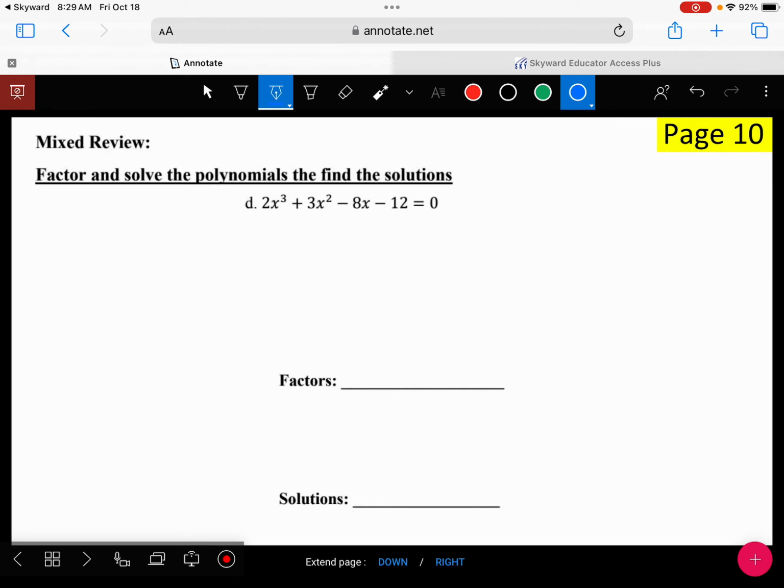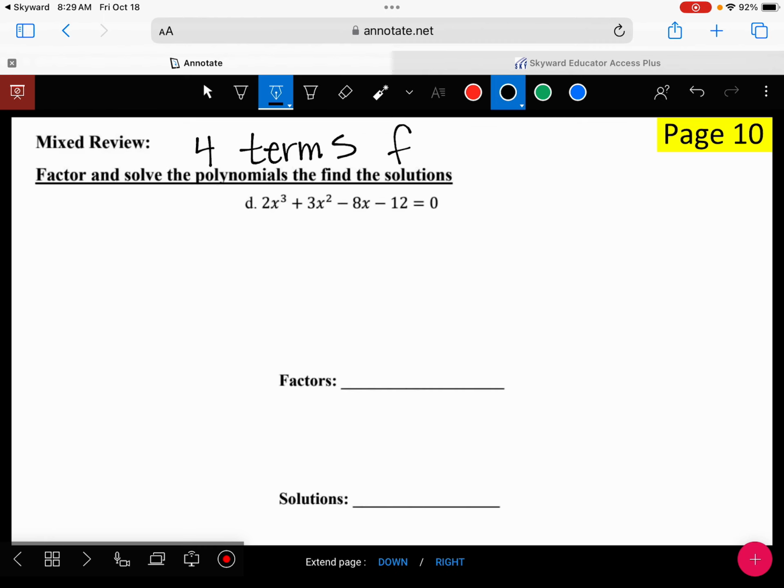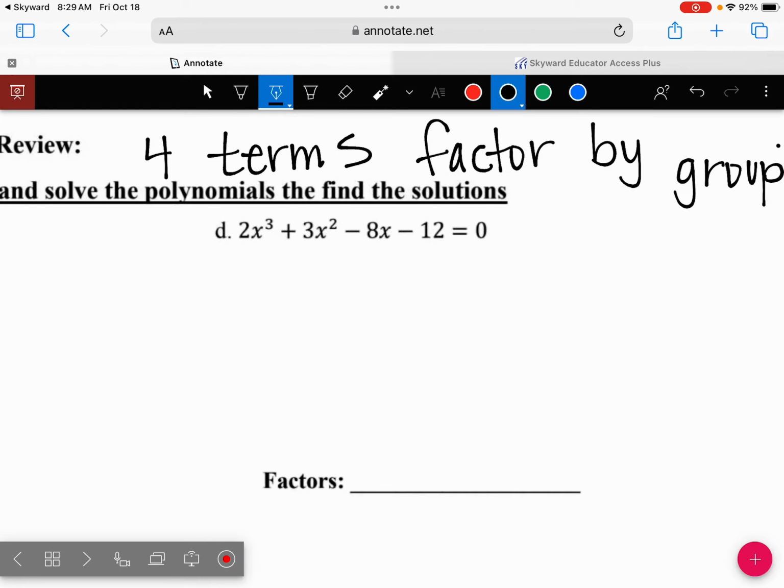All right, last one. We got a factor by grouping. So this is 4 terms, so we have to factor by grouping. Whenever it's 4 terms, that's where you put 2 in a group and 2 in a group. So I'm going to put these first 2 in a group together, and then I'm going to break it down. So we have a 2x, x, x plus a 3x, x.